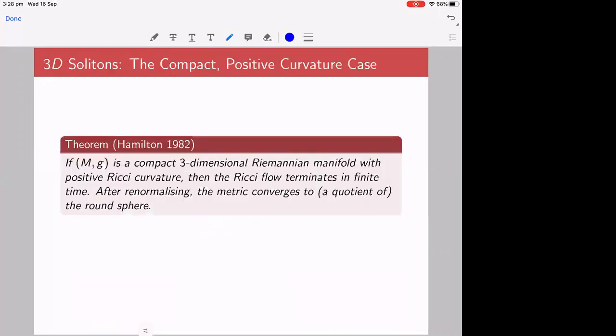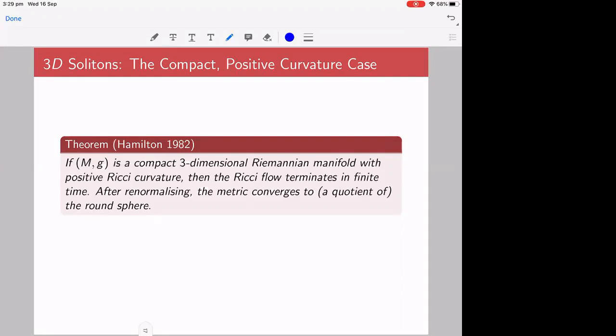All right, now, the first major tool that we can use in order to classify 3D solitons, especially in the shrinking case, is of course a massive contribution to the Ricci flow, which was given to us by Hamilton in 1982. The theorem says, if you happen to be compact and your initial metric has positive curvature, then if you run this Ricci flow, the solution is going to terminate in finite time.